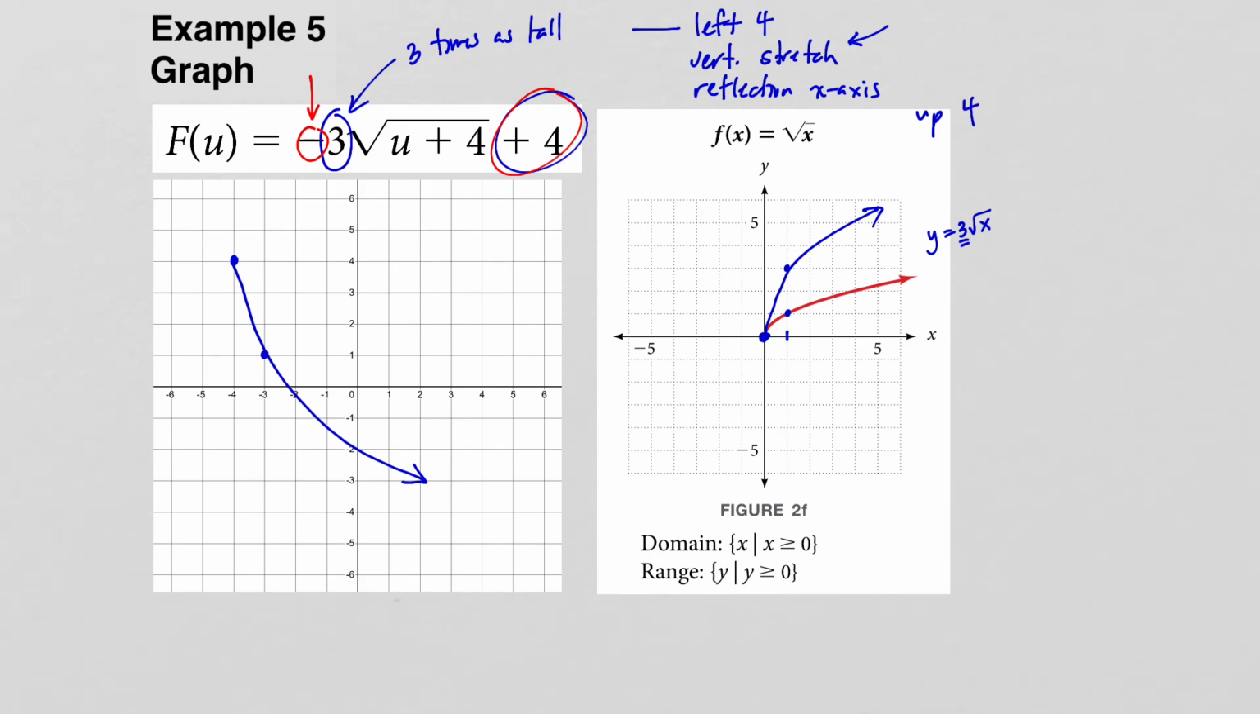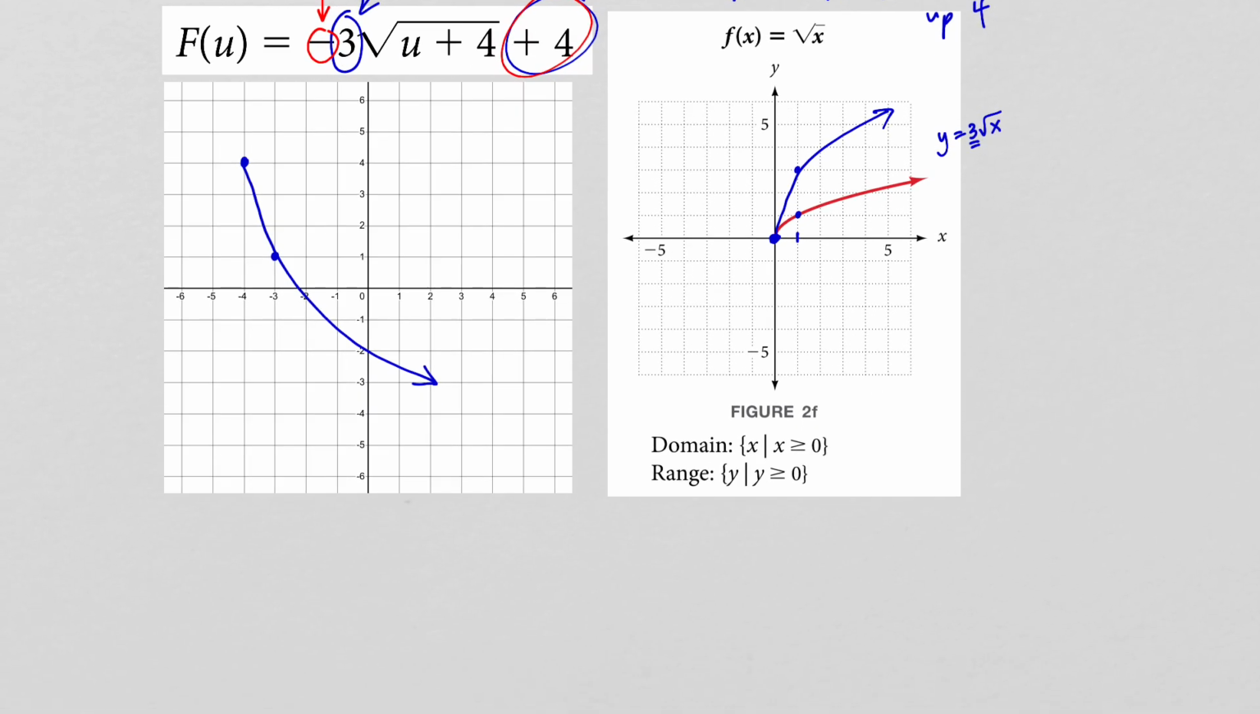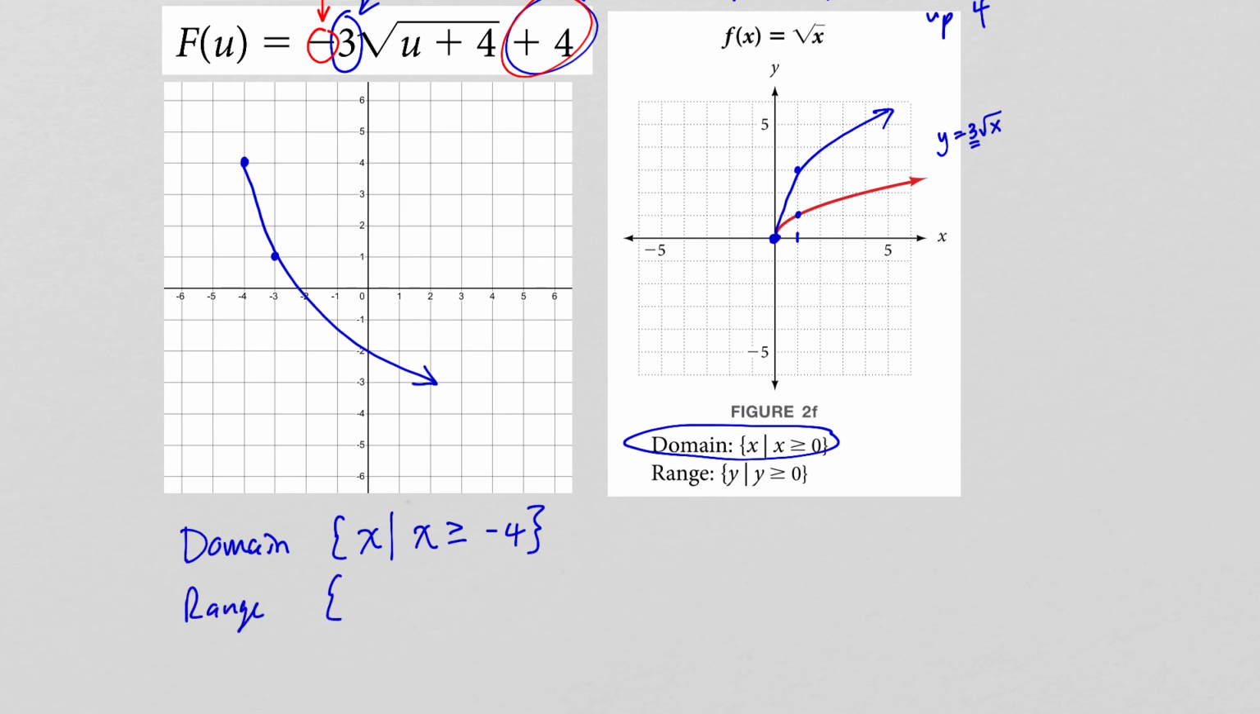Now, another thing to be aware of here is that the domain and range both changed, and they both changed fairly significantly. So over here, you can see the domain is the set of all x's where x is greater than or equal to 0. The domain here is the set of all x's such that x is greater than or equal to -4, right? Because you can actually plug in x = -4 now. And then for the range, well, the range is all the y values. What y values do you get? Well, the largest y value that you get is +4. So your y values have to be less than or equal to +4.